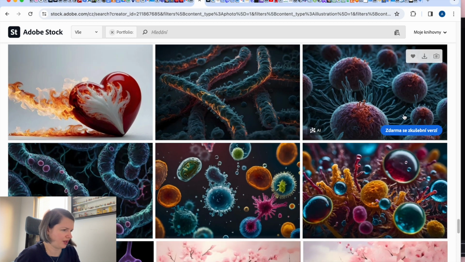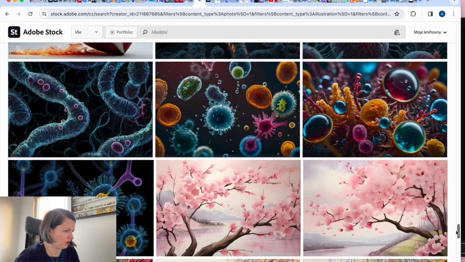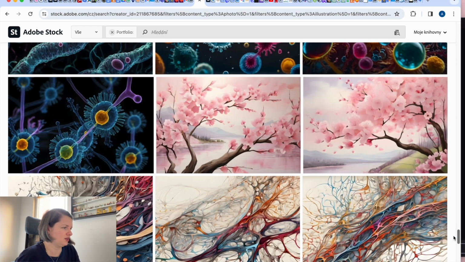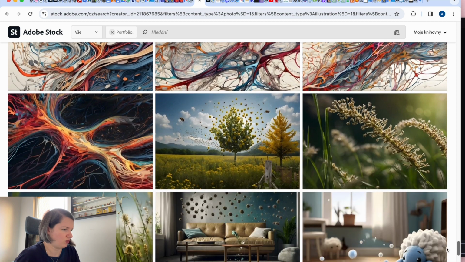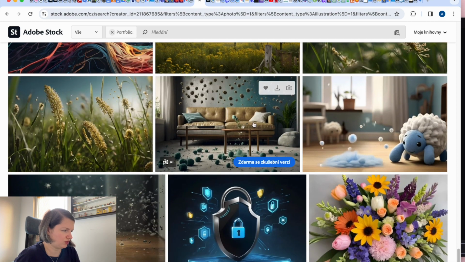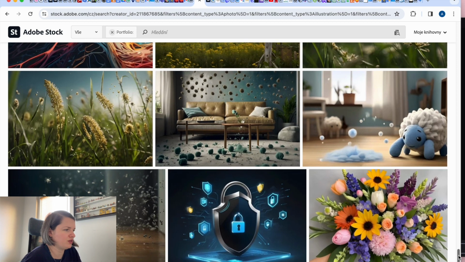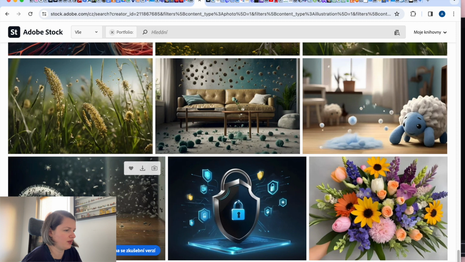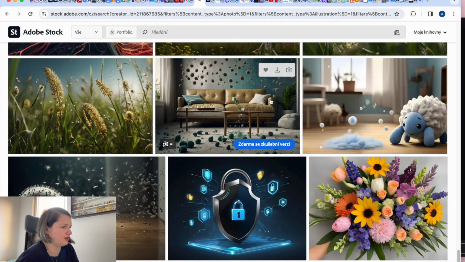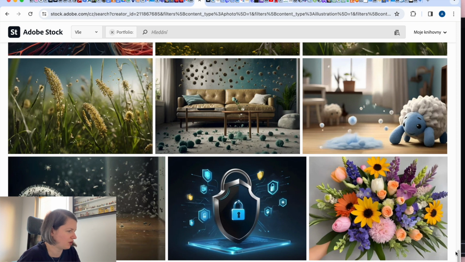The microbes are good, but there is a lot of this kind of images on Adobe. Also these ones with the dust particles, I think they're interesting. I would just try to work on this concept a little bit more and try to create more of these images. I think this is good and a potential seller. I'm not sure, I can't tell, it's like dust, but I would try and work on it.